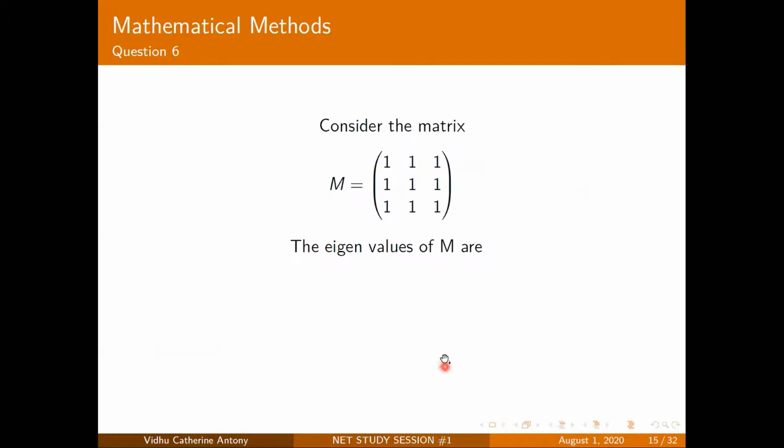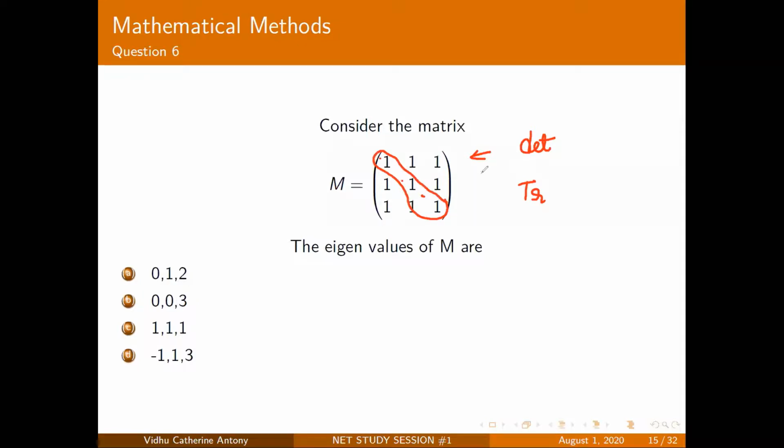Okay, so let's go on to this question. Consider the matrix M equal to 1, 1, 1, so these are 1 everywhere, and the eigenvalues of M are what? I think I told one of these tricks to the KSET classes, in the KSET sessions. When you're looking at this kind of matrix, you calculate the determinant and you calculate the trace. If you calculate the trace here, it's 3. The trace is the sum of all the diagonal elements, so the trace of M is equal to 3.